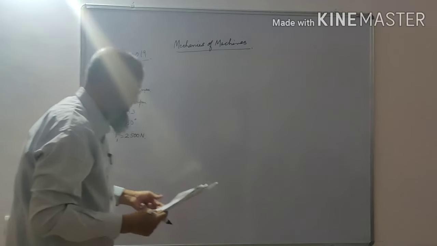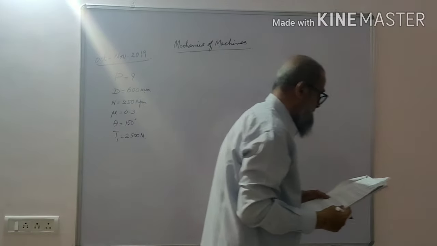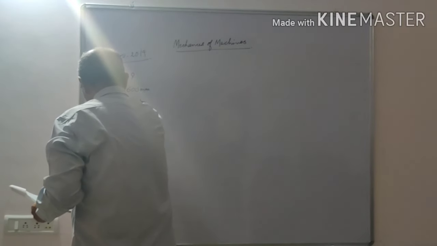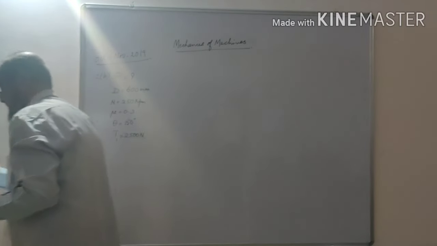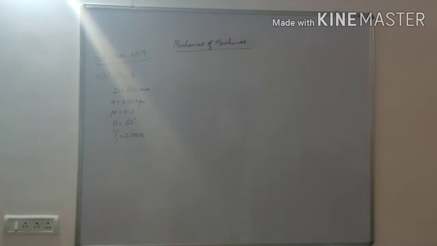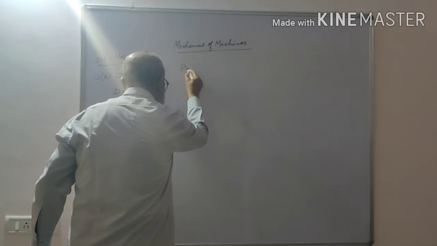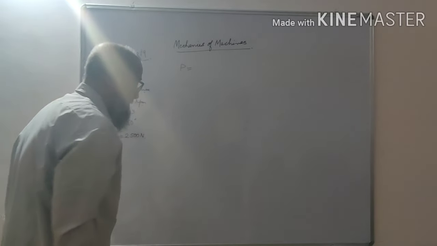Now this is a problem for 5 marks, a very simple one. Question number 12b, this is the 12th question, second part. The first part is theory: explain with a neat sketch stepped cone pulley drive. The second is this for 5 marks. Now, what we are required to find is P, that is power.